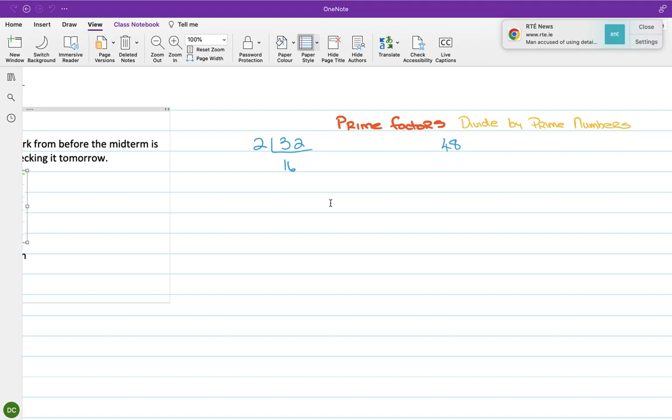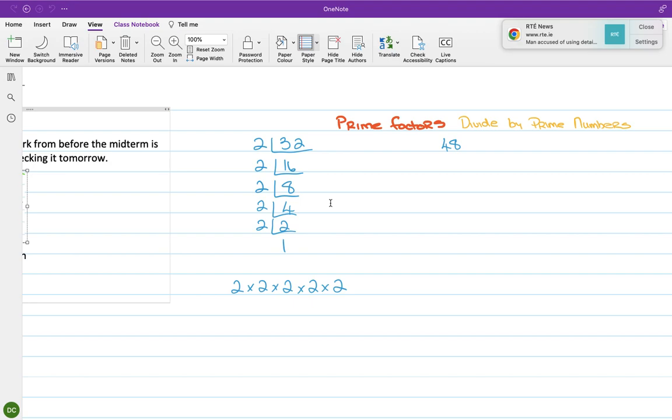We'll stick with 2 for as long as we can. So divide by 2 again is 8. Still 2? Yep. So divide by 2 again to get 4. Divide by 2 again, 2. Divide by 2 again, 1. And when you get to 1, you stop. You're done. Then you need 2 lines. So the first one is, how many 2s are there? 5. So 1, 2, 3, 4, 5.